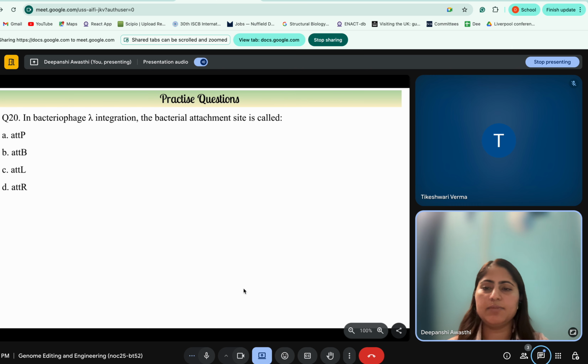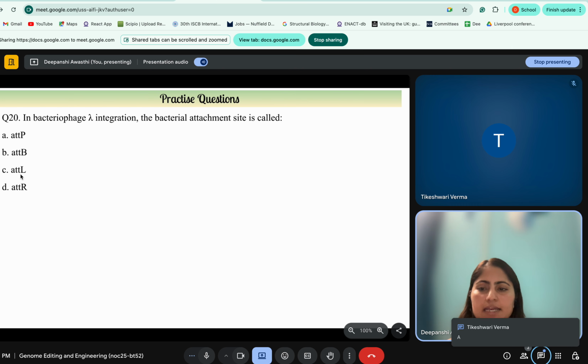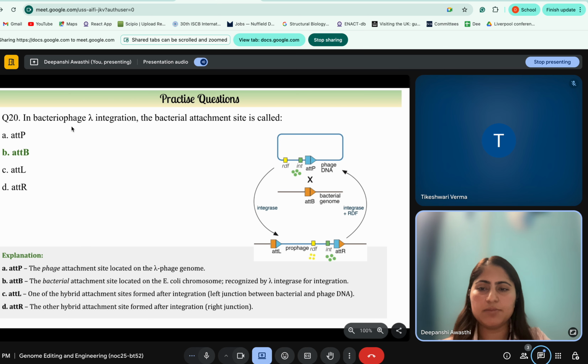So next question is, in bacteriophage lambda integration, the bacterial attachment site is called ATTP, ATTB, ATTL and ATTR. So keep this in mind that they are talking about bacterial attachment and then bacteriophage. So bacteriophage is like a virus and bacteria is bacteria. So to remember the attachment site, keep focus on the word bacteria. So in bacteria we have B. In bacteriophage we cannot use B because B is specific for bacteria, so we will use P. So in case of bacterial attachment site it will be ATTB.